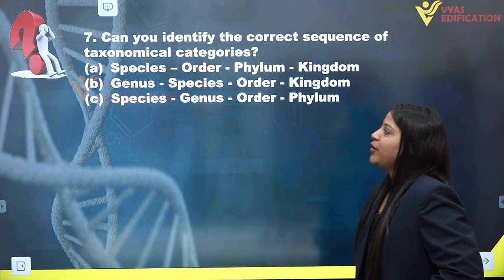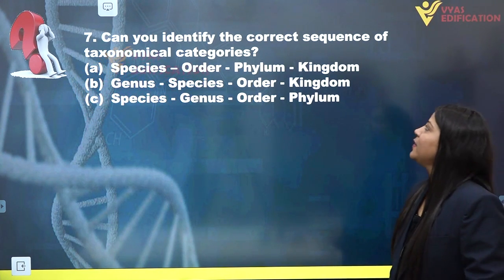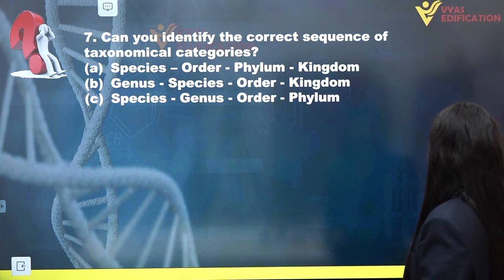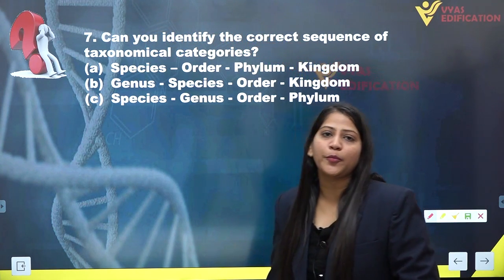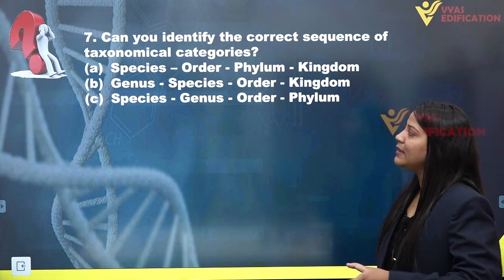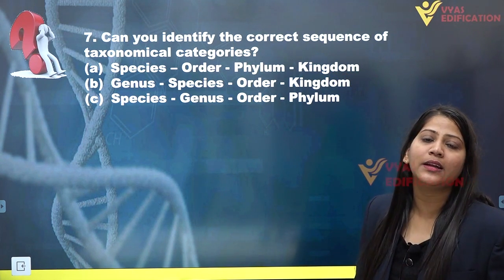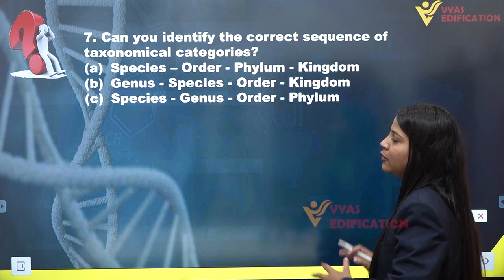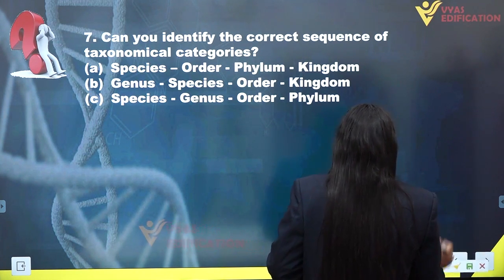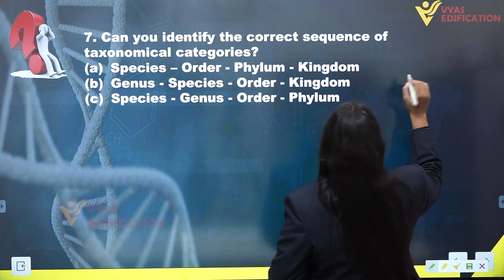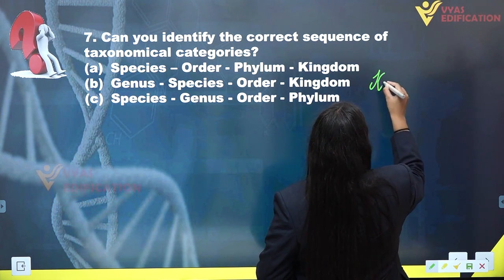So now we are up to question number 7. Can you identify the correct sequence of taxonomical categories? We have been given 3 options and we have to choose the correct sequence of taxonomical categories or groups. Now for this, we have to write the taxonomical hierarchy, which starts with kingdom.